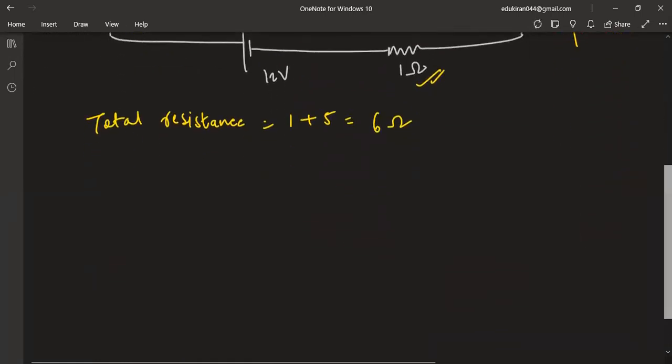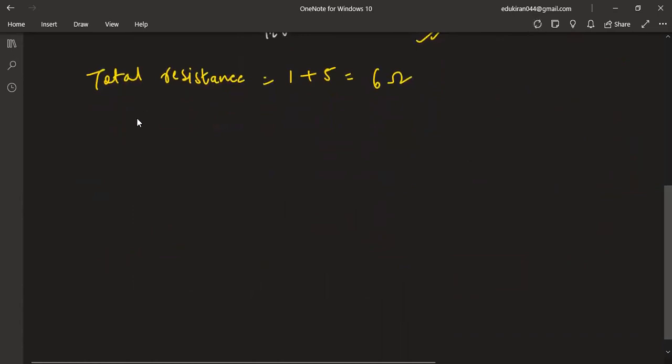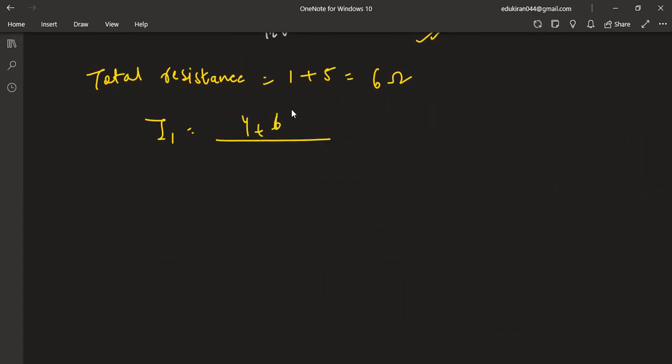Even if we apply the current division rule, the current I1 in the upper branch, what will it be? 4 plus 6 is there, right? And in the denominator, you can directly write it as 20. 10 plus 10, right?